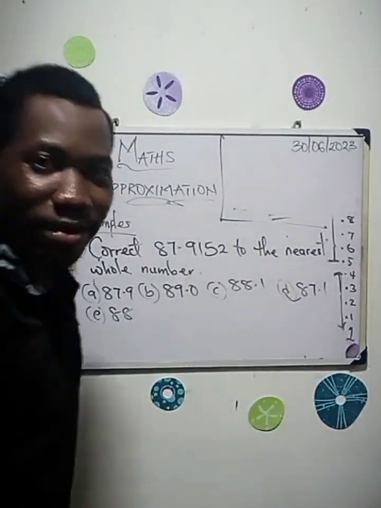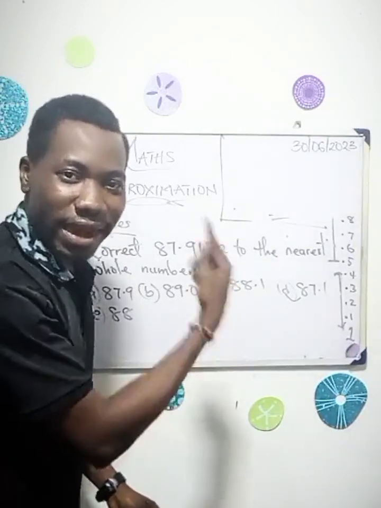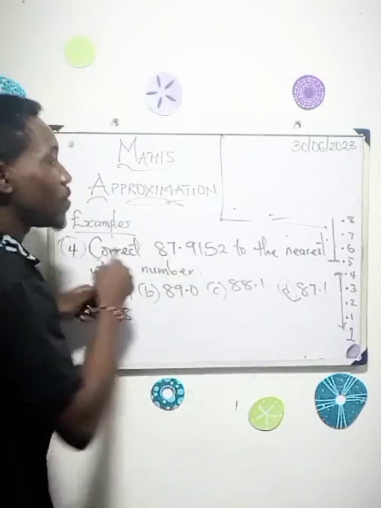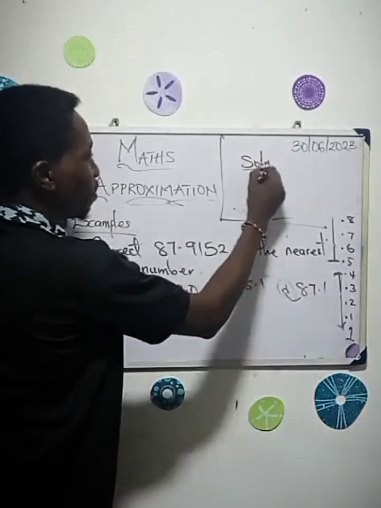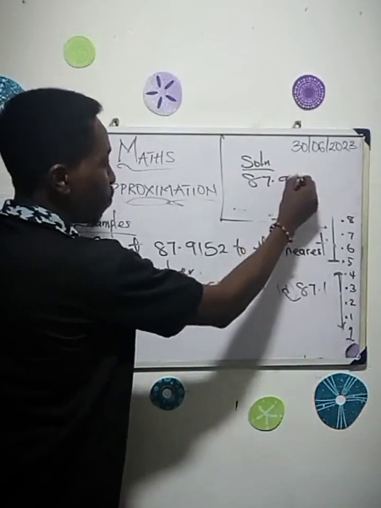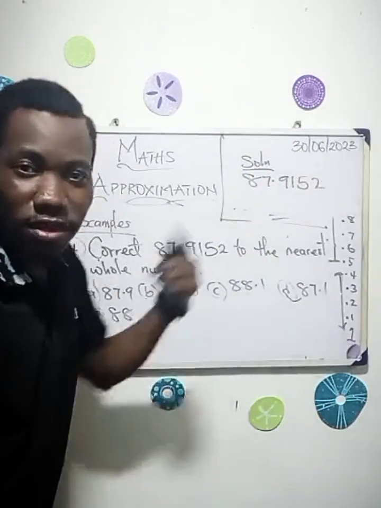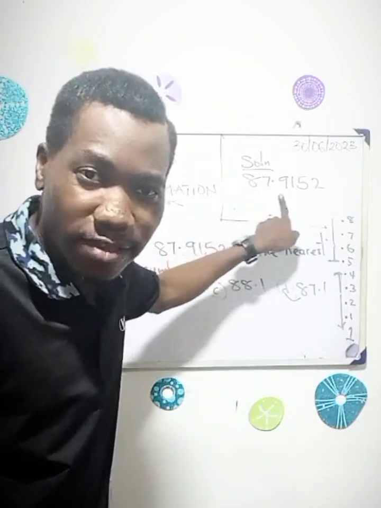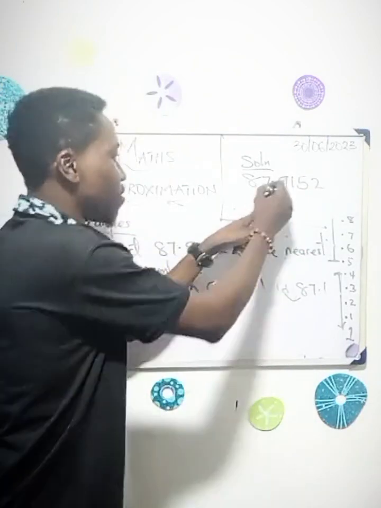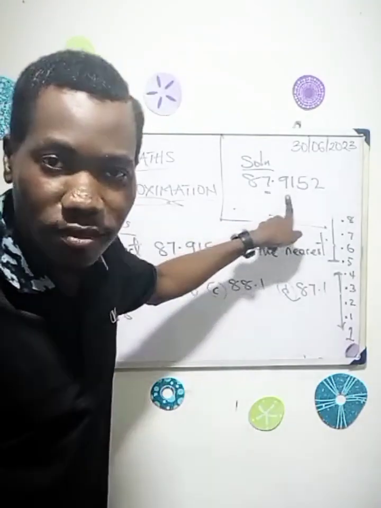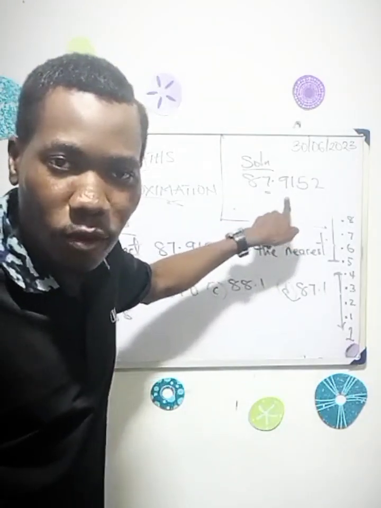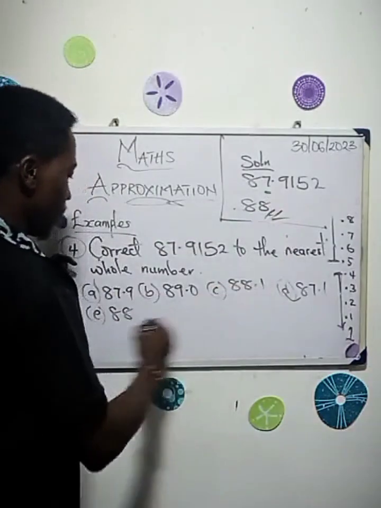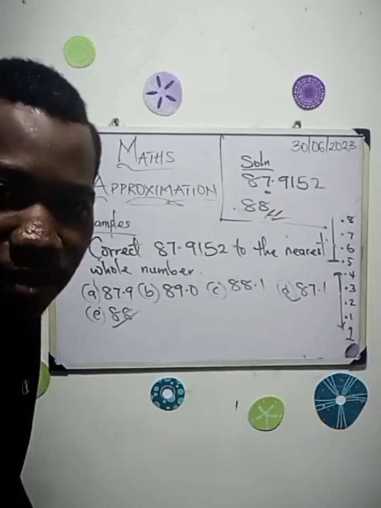Remember again that nearest whole number talks about the last whole number, the unit place. So in 87.9152, whenever you see nearest whole number, it is talking about the whole number before the decimal point. So this is our place. Then check the next number. The next number is 9, right? So we are going to round up and it becomes 88. That's the answer. 88 is the correct answer.